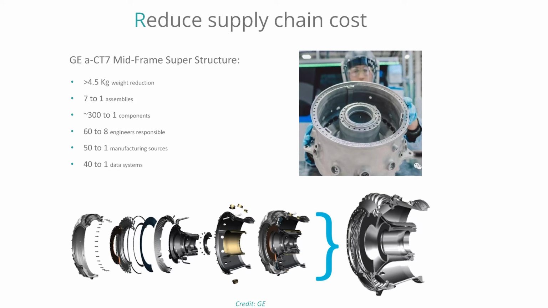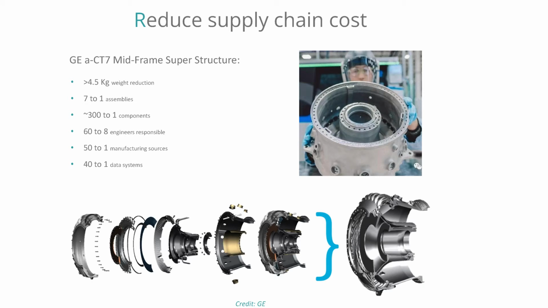One can achieve significant supply chain cost reduction by consolidating large assemblies into single parts, as shown here in an example from General Electric. By consolidating this mid-frame structure into a single part, they achieved a weight reduction of 4.5 kilograms. They reduced engineers needed to support production from 60 to 8, sub-suppliers involved from 50 to 1, and data systems needed from 40 to 1. The supply chain cost reduction far outweighs any effort to increase efficiency in manufacturing of the original system.